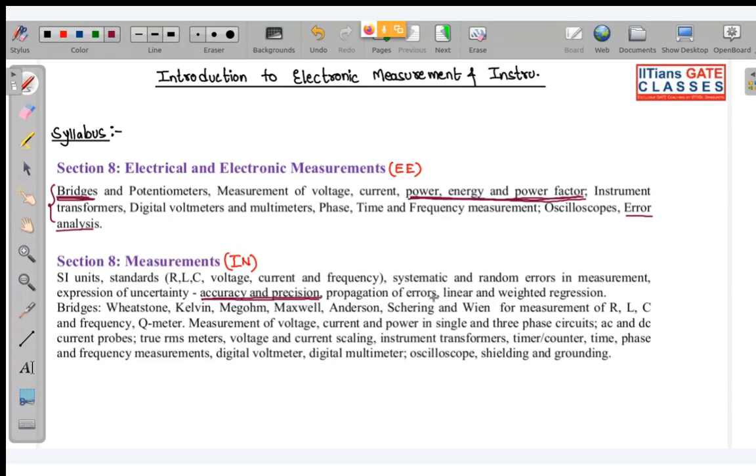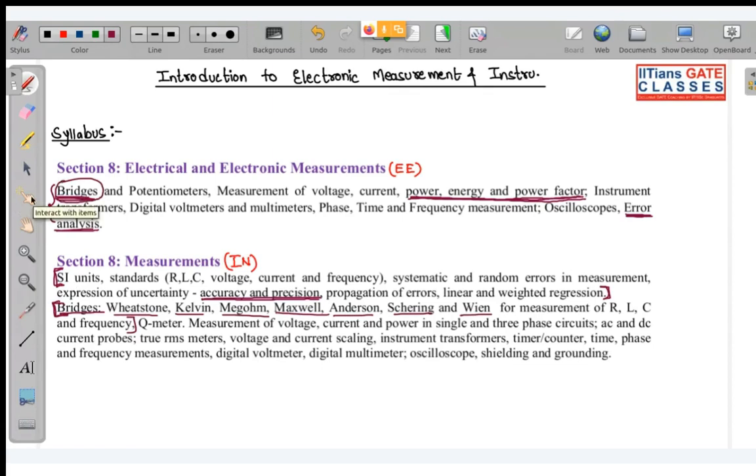Next is propagation of error, linear and weighted regression. These two words are actually covering one small paragraph in your instrumentation. So error analysis contains all these things. Now next is bridges. In bridges, we have to study Wheatstone bridge, Kelvin bridge, Megohm bridge, Maxwell, Anderson, Schering, Wien bridge for measurement of RLC and frequency. This much is just written in one word, which is bridge circuit.